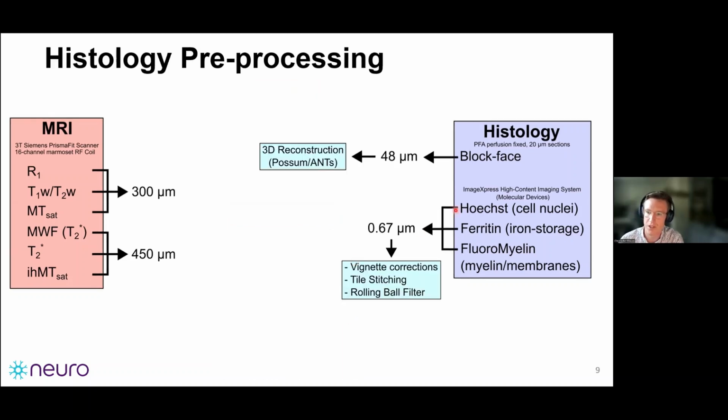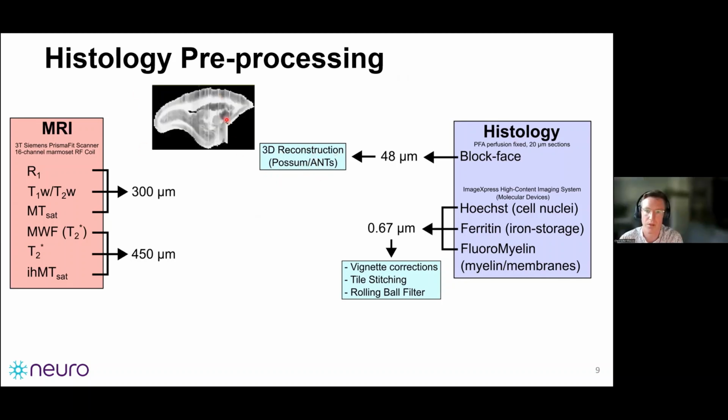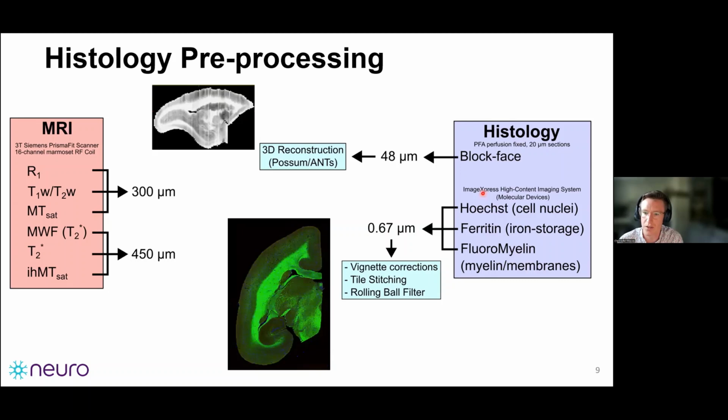A little more processing had to be done for histology. With the block face images, like I said, we used that to help with the registration. In order to do that, we needed to reconstruct that into a 3D volume. We did that with this POSSUM framework, which uses ANTs registration, and ultimately we end up with an initial 3D NIfTI volume that we can use for registration. Then for the histology, we had to correct the vignetting in the tiles, stitch them together, and with the Hoechst stain, we did a rolling ball filter to remove some background fluorescence.